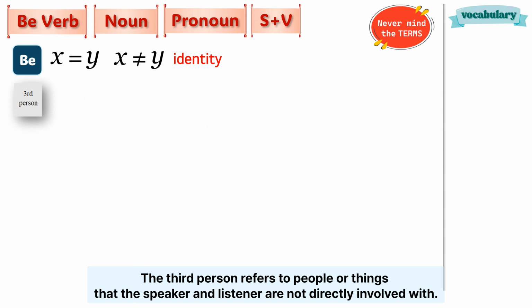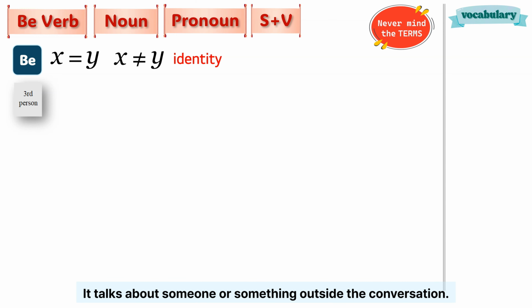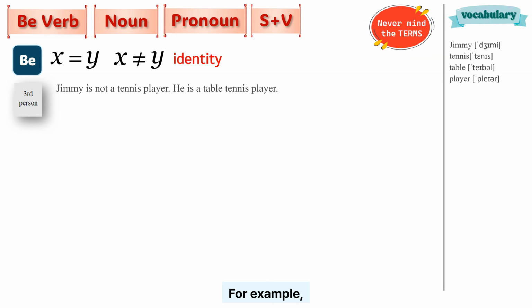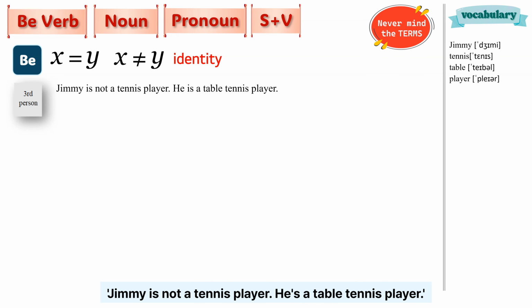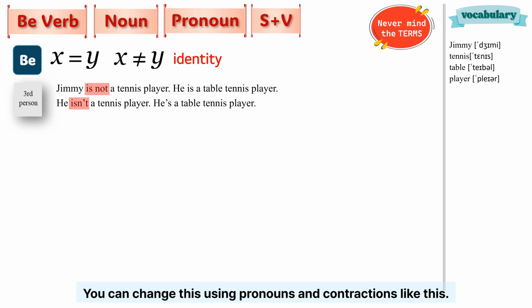The third person refers to people or things that the speaker and listener are not directly involved with. It talks about someone or something outside the conversation. For example, Jimmy is not a tennis player, he's a table tennis player. You can change this using pronouns and contractions like this.